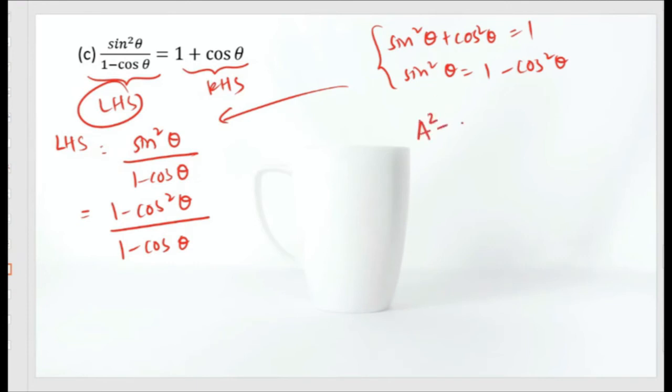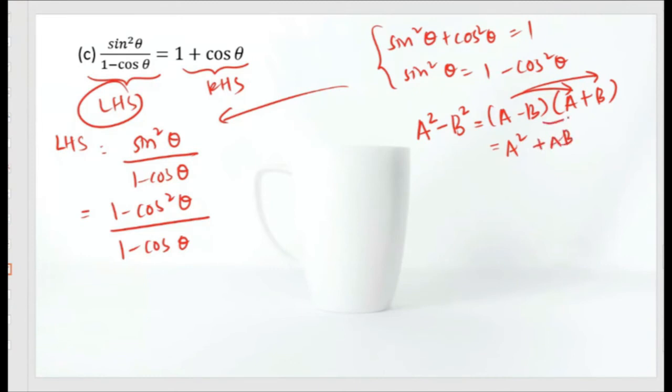A square minus B square equal to A minus B, A plus B. This one you know, right? A multiply with A is A square. A multiply with B is plus AB. Then negative B multiply with A, negative AB. Then B with B, negative B square. These two we cut down, so we get A square minus B square.